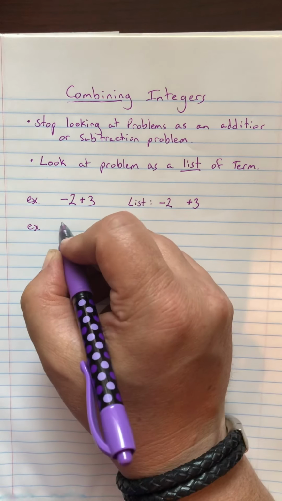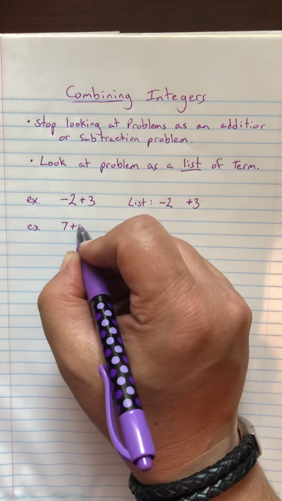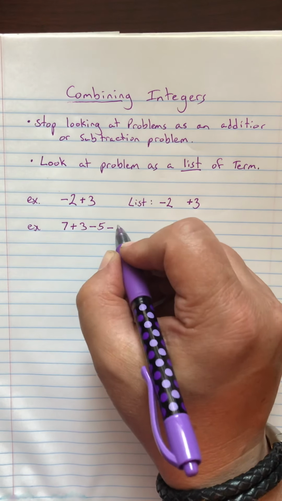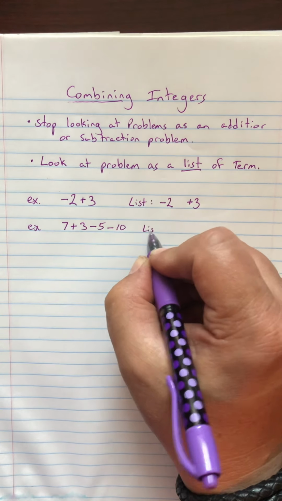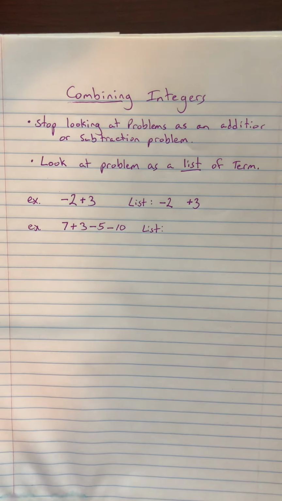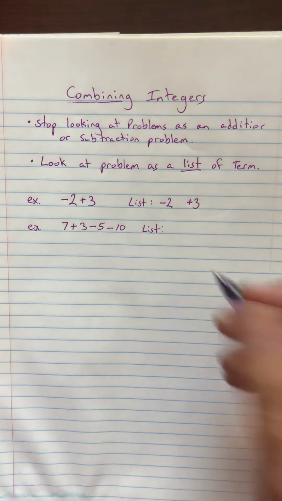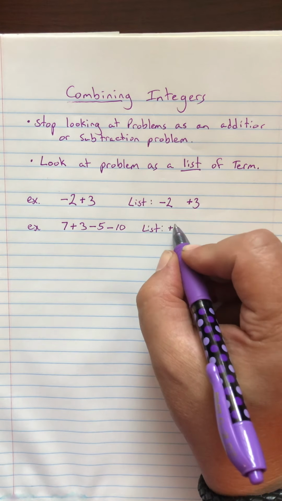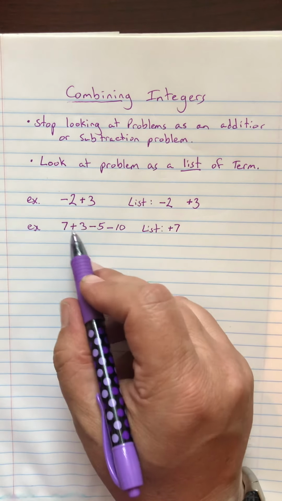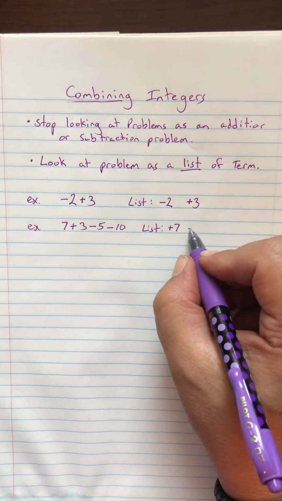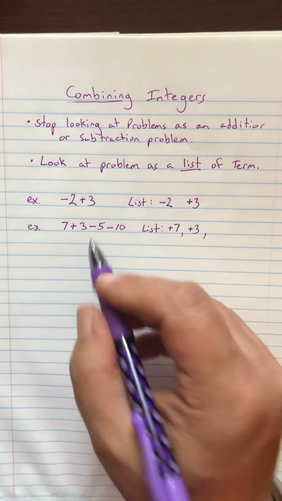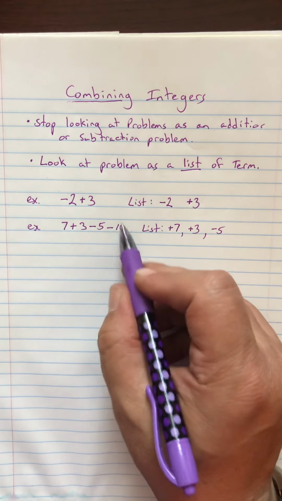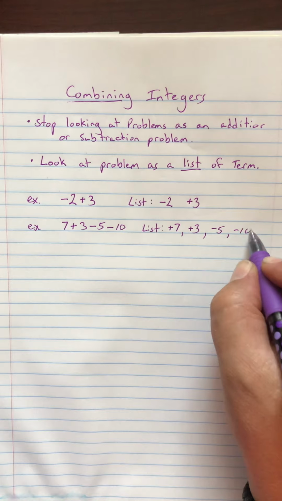Another example, if I give you 7 plus 3 minus 5 minus 10, get in the habit of seeing 4 terms. Very quickly, the first one, if there's no sign, we know it's automatically a positive, so it's +7. This one is a +3. This one is a -5. And this one is a -10.